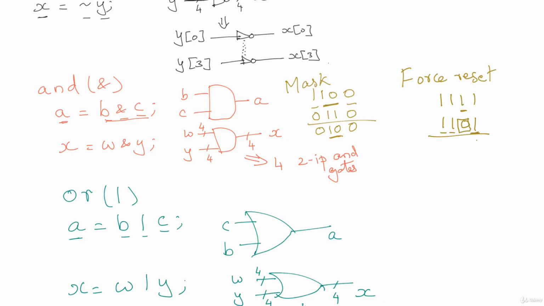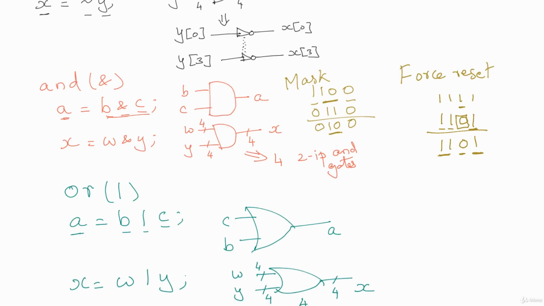So you will get 1011. So whatever the previous value of the control register was will be copied as it is, except this bit will be forced reset. So these two are the main uses of the AND gate.